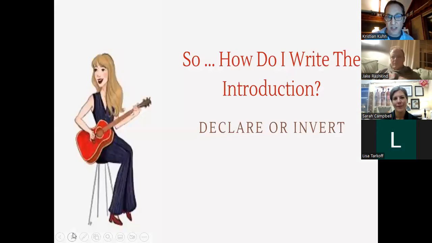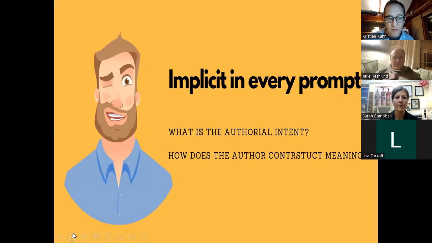So question, how do I write the introduction? Declare or invert, but we're doing literary analysis, so we're going to invert. We have the same two questions. What is the authorial intent and how does the author construct meaning? Here's the shebang with this. This time we're going to take 3 sentences authorial intent, 1 sentence construction of meaning. It's just the opposite of rhetorical analysis. So still doing 3 plus 1, we just flipped it.